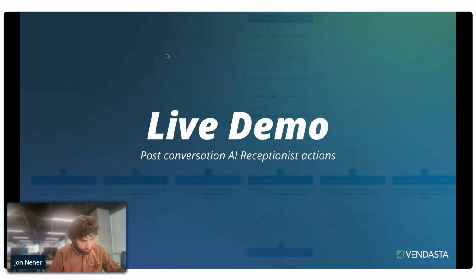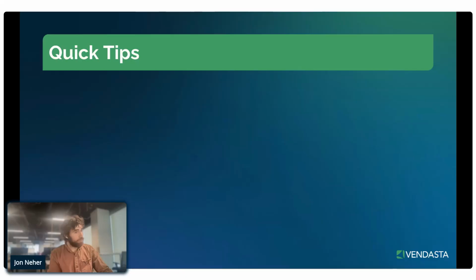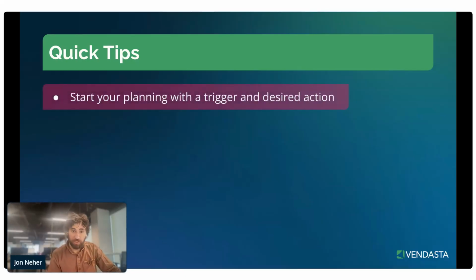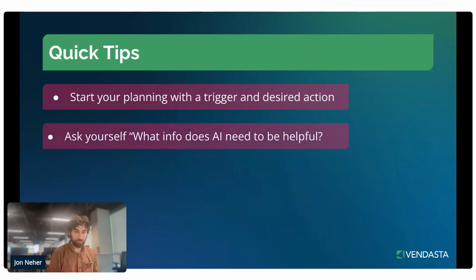So that brings me to just my last quick tips here, going over some of what we talked about. You've got to start your planning with that trigger and that desired action. You can get AI employees to do a whole bunch of things, but it's really important to understand what is going to be triggering these workflows. What are we going to be doing at the end? And do we have the required information in between to get to our AI employee?